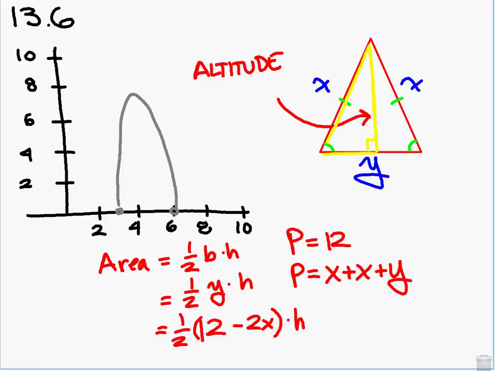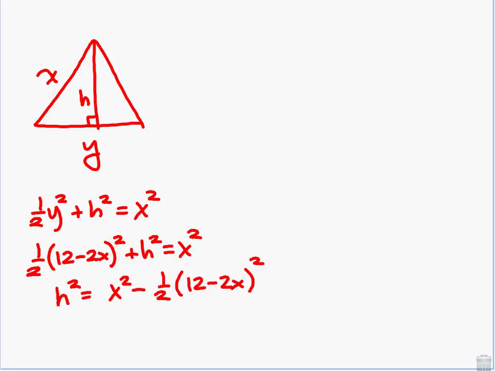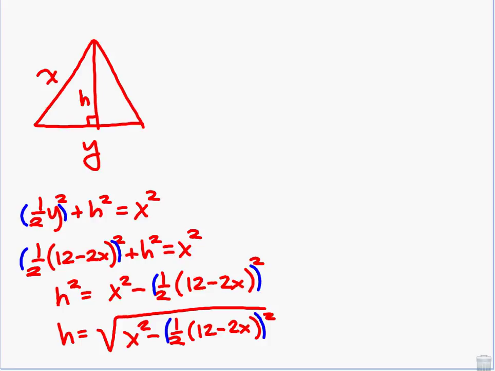So here's my triangle again. I've got half of the base, I've got the height and the hypotenuse. I'm going to solve this for h. Also going to substitute in my expression for y from the perimeter equation, and I've got now 1/2 the base squared plus the height squared equals the hypotenuse squared. I'm going to solve this for h, and here we go.